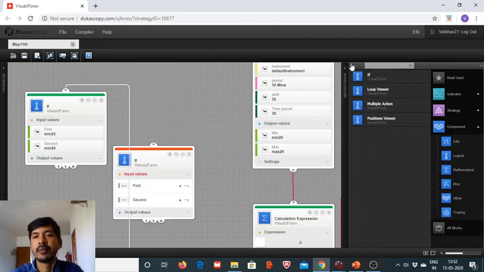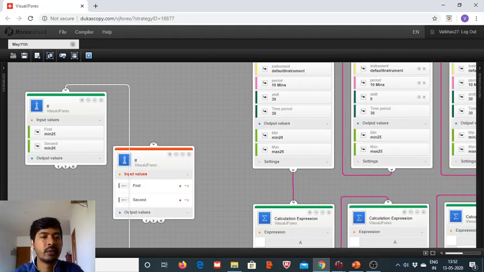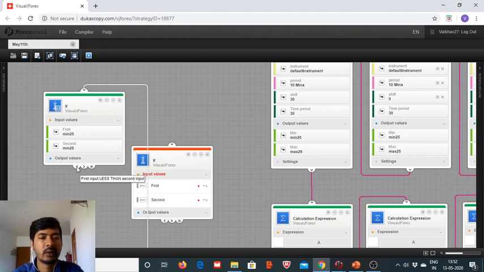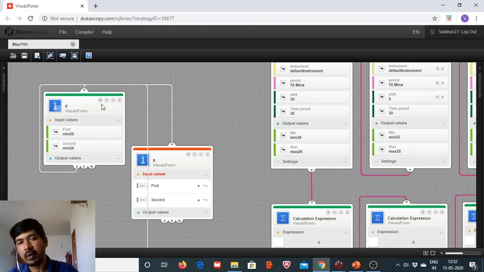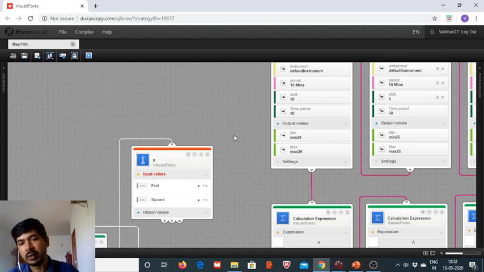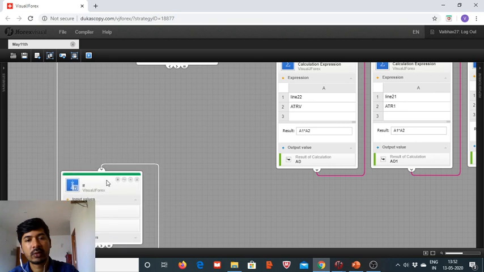Now we need to join the flow here, and it will pass only if it is less than the prior value. All right, so far so good.